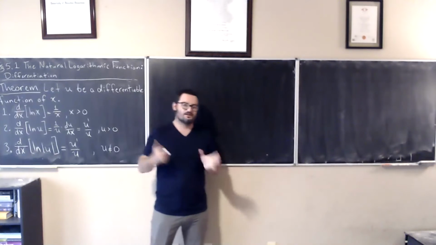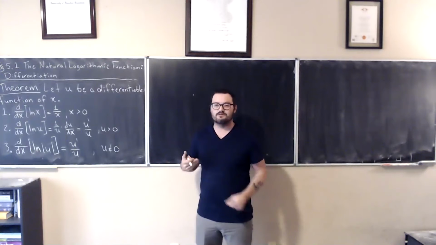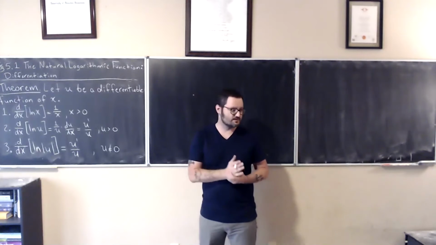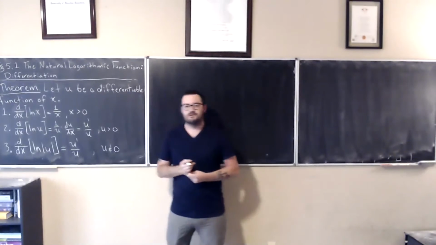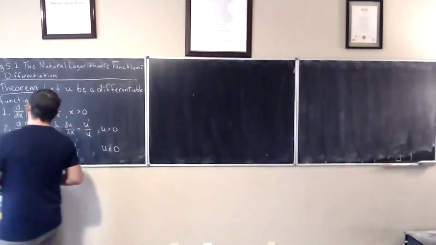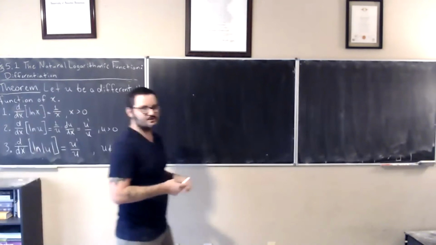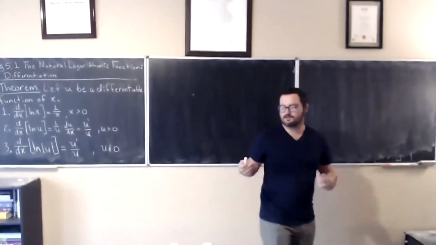We can now state the main theorem that we're going to use to take derivatives of natural logarithmic functions. So if u is a differentiable function of x, then we have, well, 1 is really a special case of 2, but I'll state it anyhow. The derivative with respect to x of the natural log of x is equal to 1 over x. Okay, that's just recalling the definition that we wrote down.